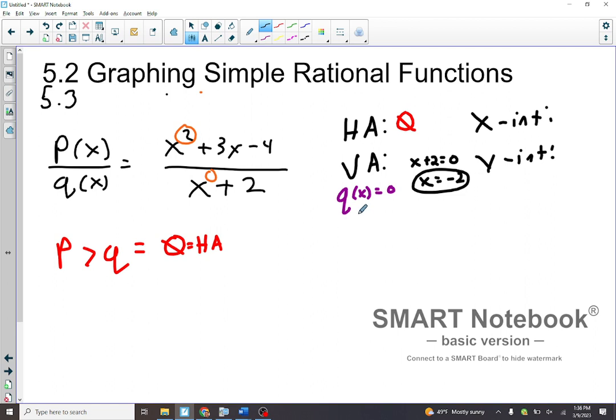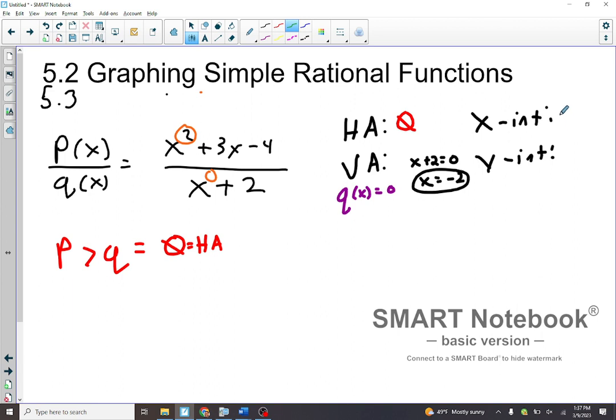So your horizontal asymptote is based off the PQ. We only did one version of it, based off the powers, the biggest power of them. The top has power 2, which is bigger than 1. So P is bigger than Q. So if P is bigger than Q, then it's null for the horizontal asymptote. It does not exist.